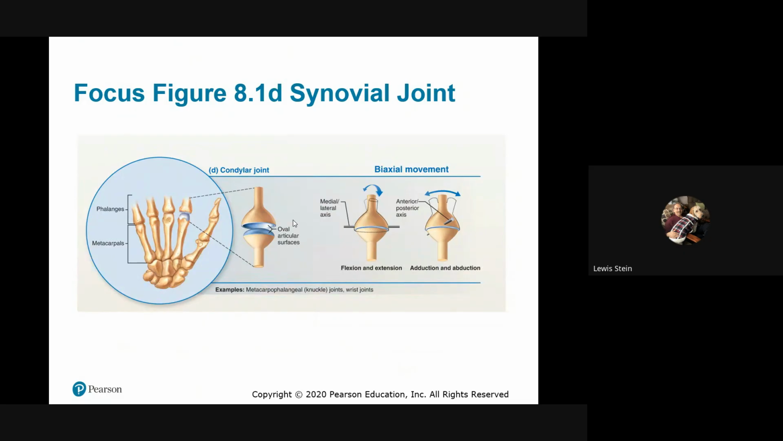Now, a lot of our joints that move a lot, metatarsophalangeal joints, metacarpophalangeal joints here. So with most of our fingers, we can do those kinds of things. We basically can move it. You can flex it and extend it, but we also can move it.